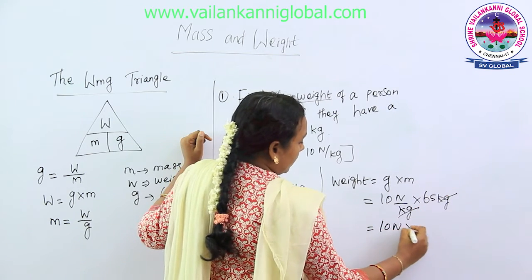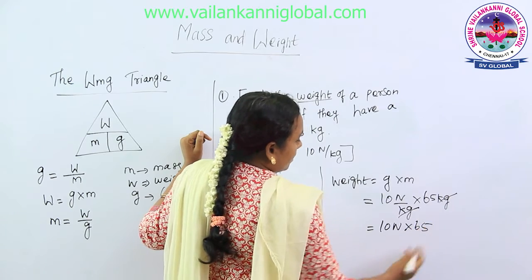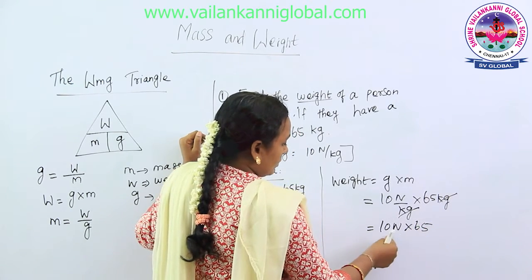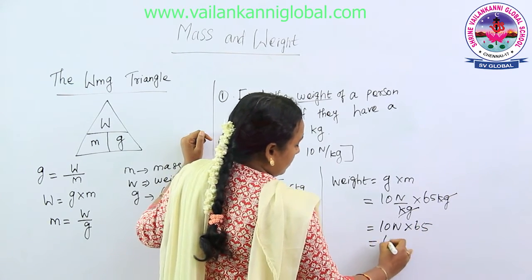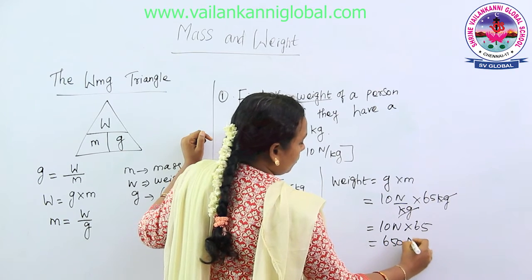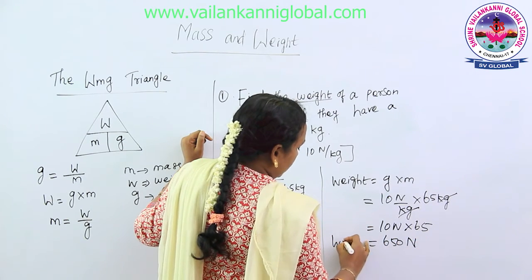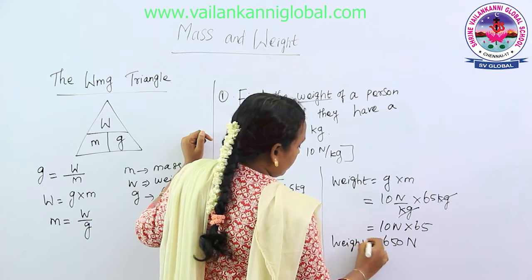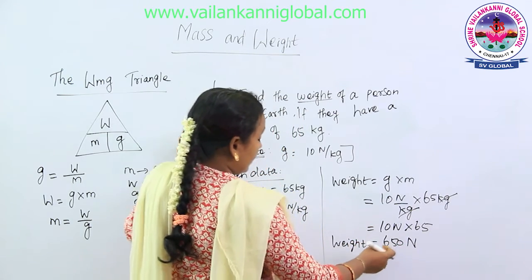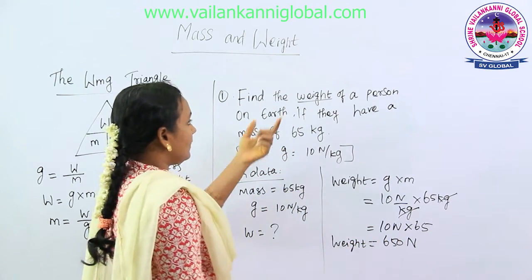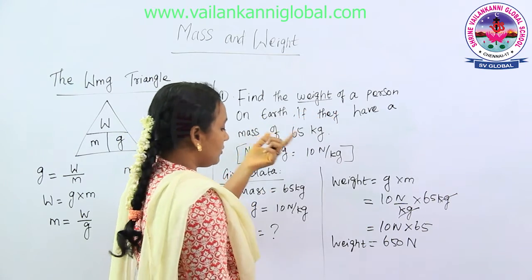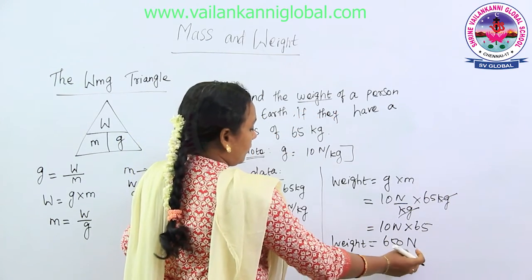10 Newton into 65. So when we multiply 65 into 10, you will get 650. Then write this unit here. So weight is equal to 650 Newton. So finally the weight of a person on the earth is 650 Newton.